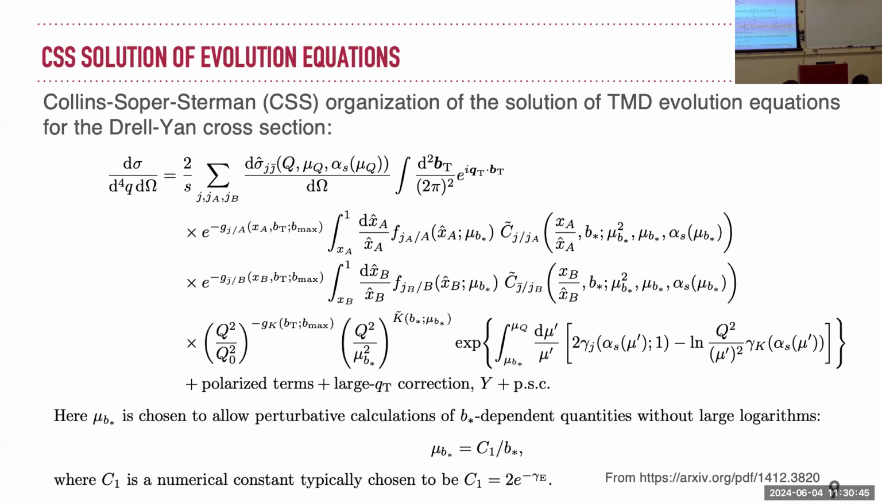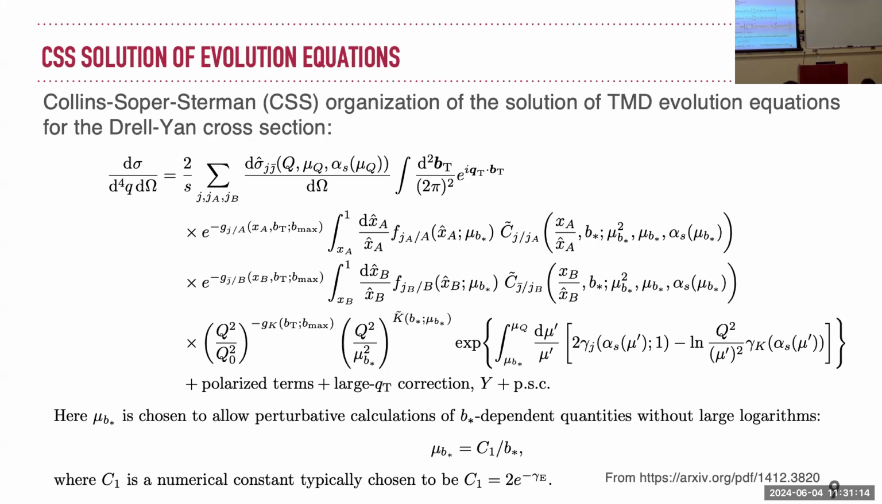So in order to partition this space of BT, what is perturbative and what is non-perturbative, CSS introduces a parameter which is called B star. It's some function that depends on BT, and it saturates at some value, which is called B max.